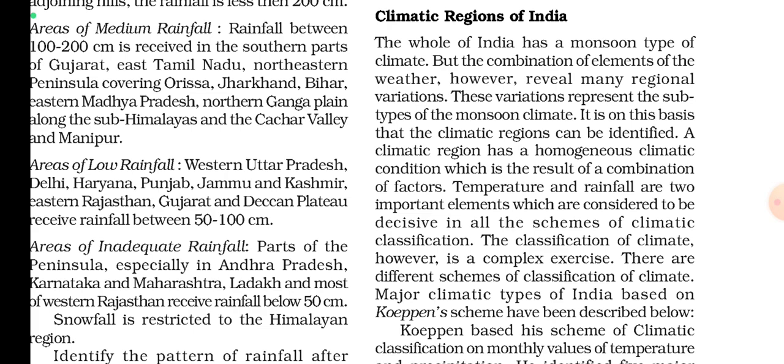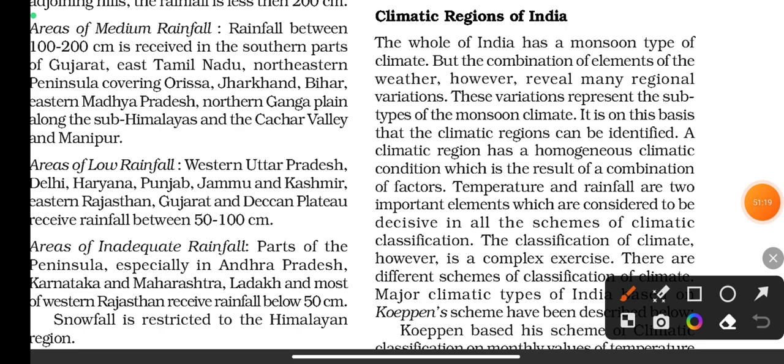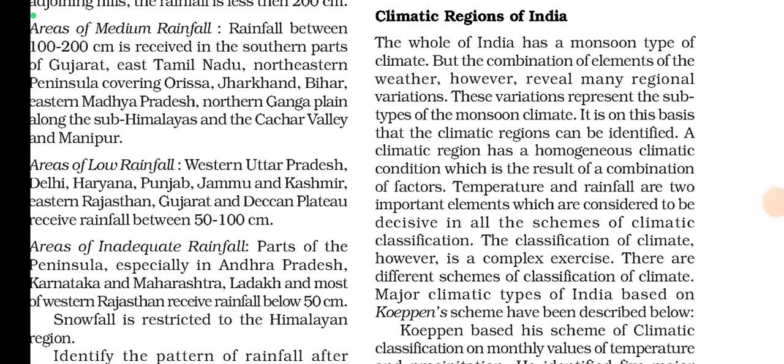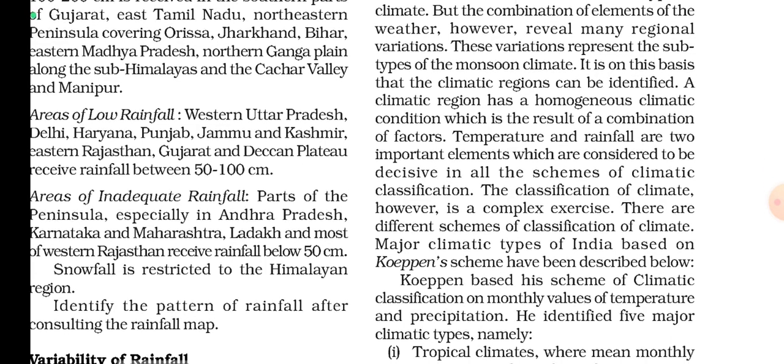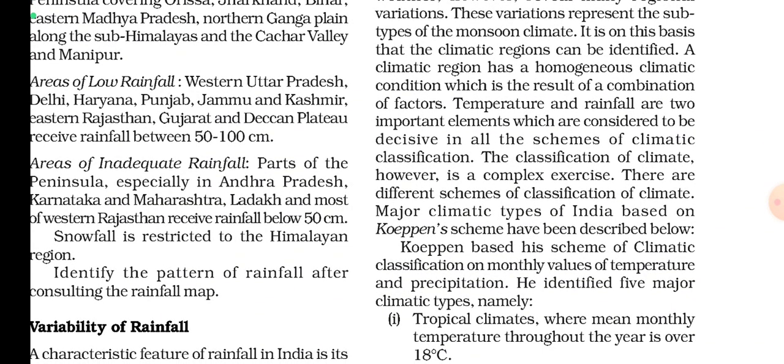Climatic regions of India. The whole of India has a monsoon type of climate, but the combination of elements of the weather reveals many regional variations. These variations represent the subtypes of monsoon climates. It is on this basis that the climatic regions can be identified.